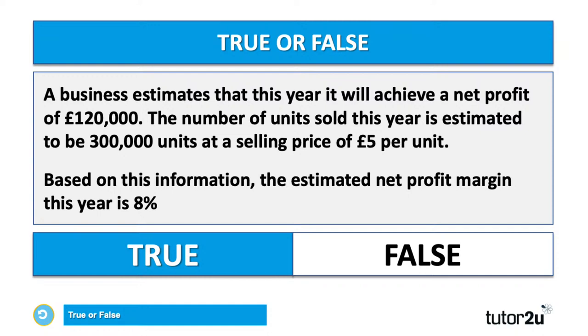The number of units sold this year is estimated to be 300,000 units at a selling price of £5 per unit. Based on this information, the estimated net profit margin this year is 8%. So calculation to do here, and then decide whether that is true or if it's false.